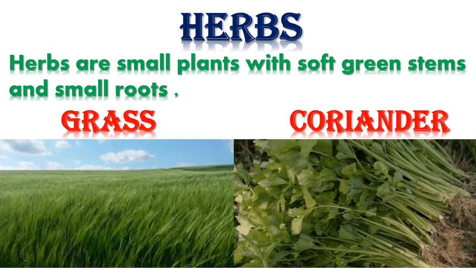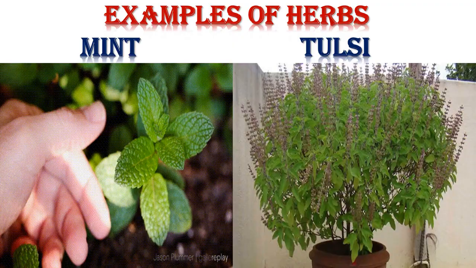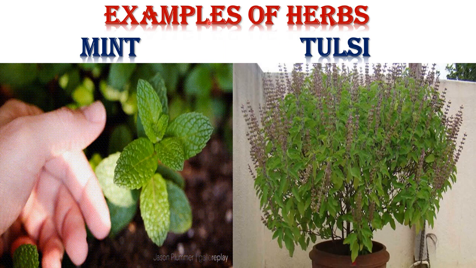Yeah. So coming to the next examples. Examples of herbs: mint, which is also used in your kitchen, yeah, to make chutney. Next is tulsi. Everyone worships tulsi at your home. So these are the examples of herbs.